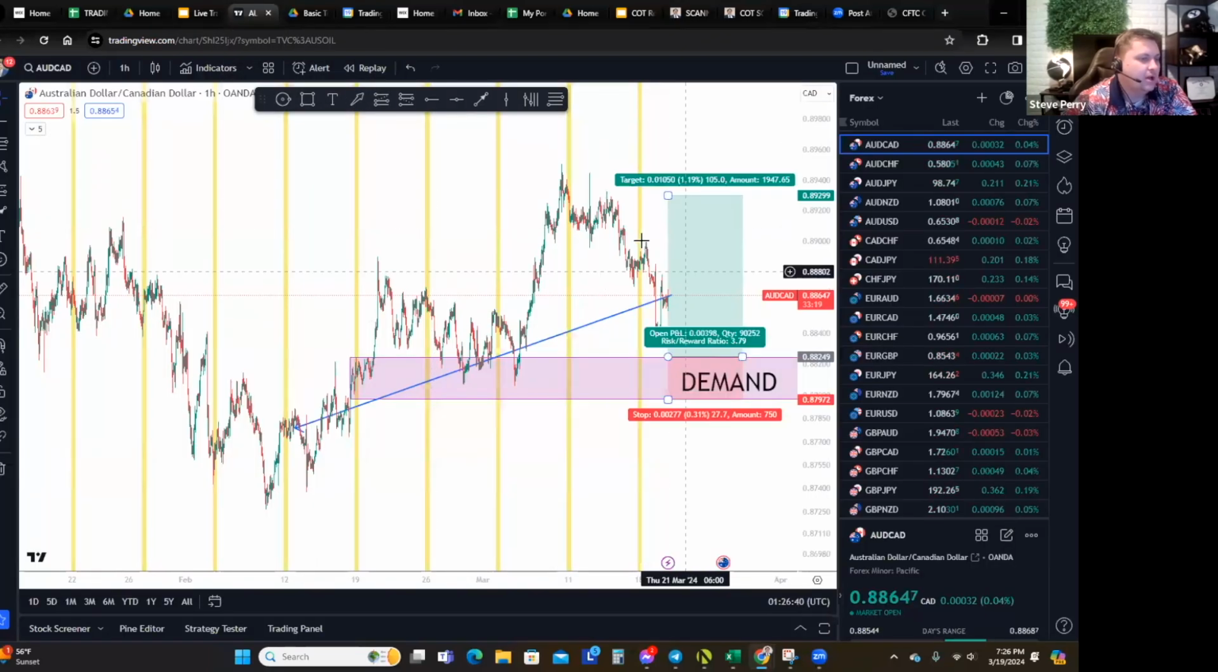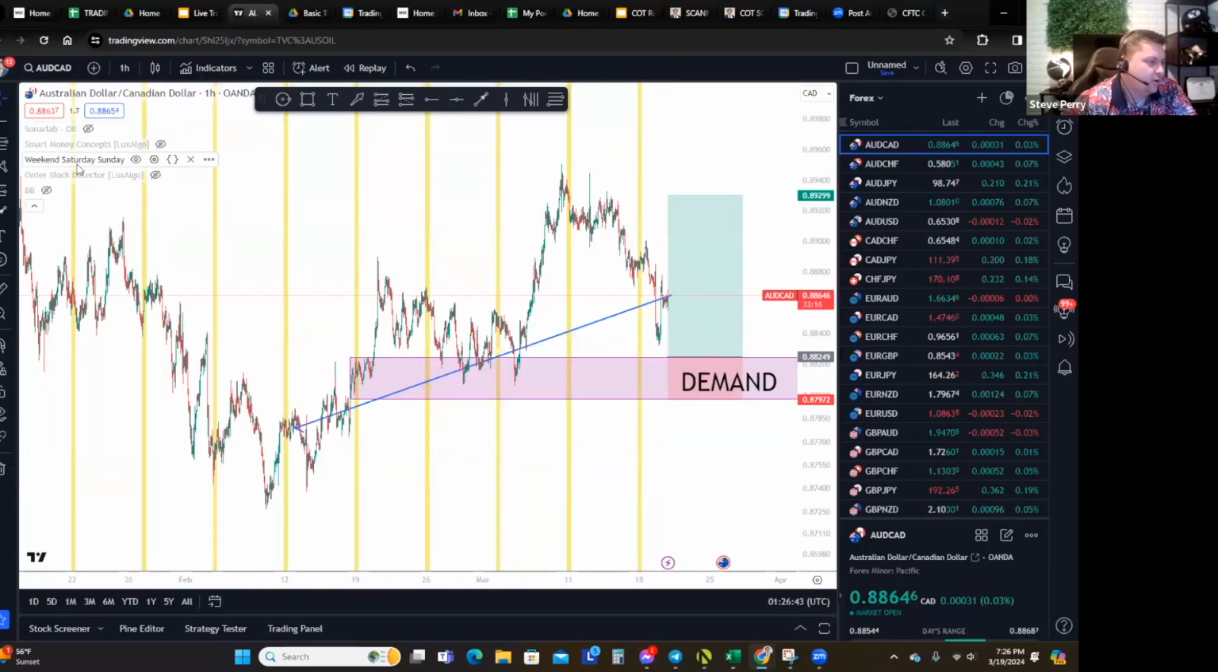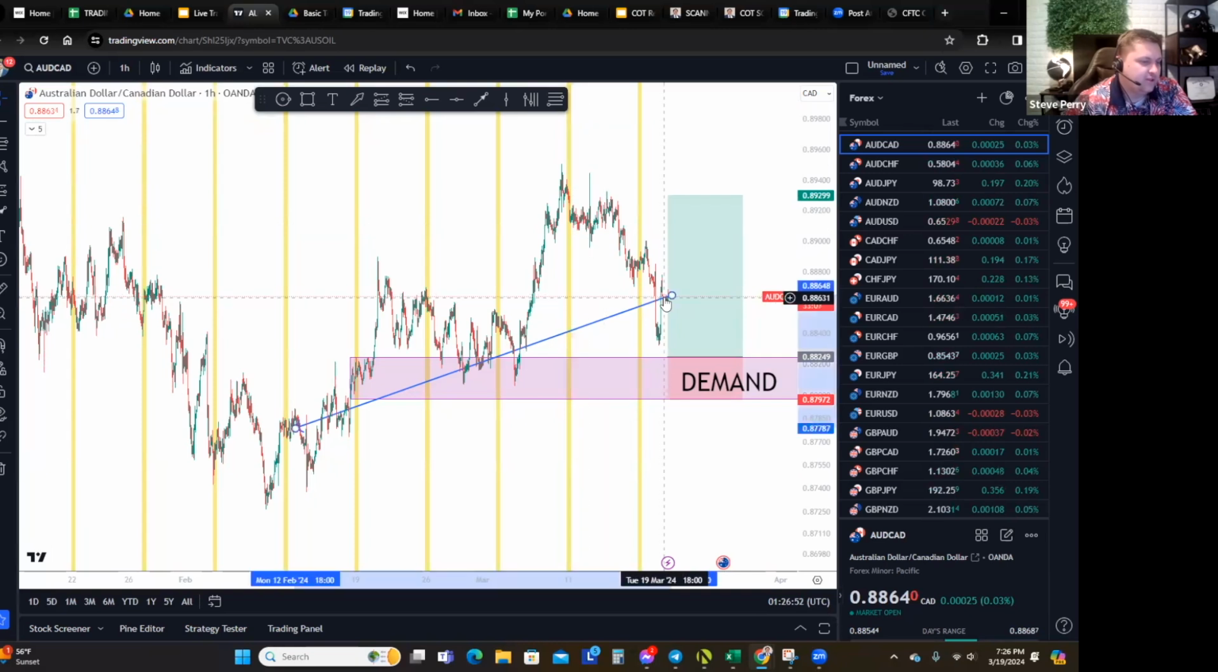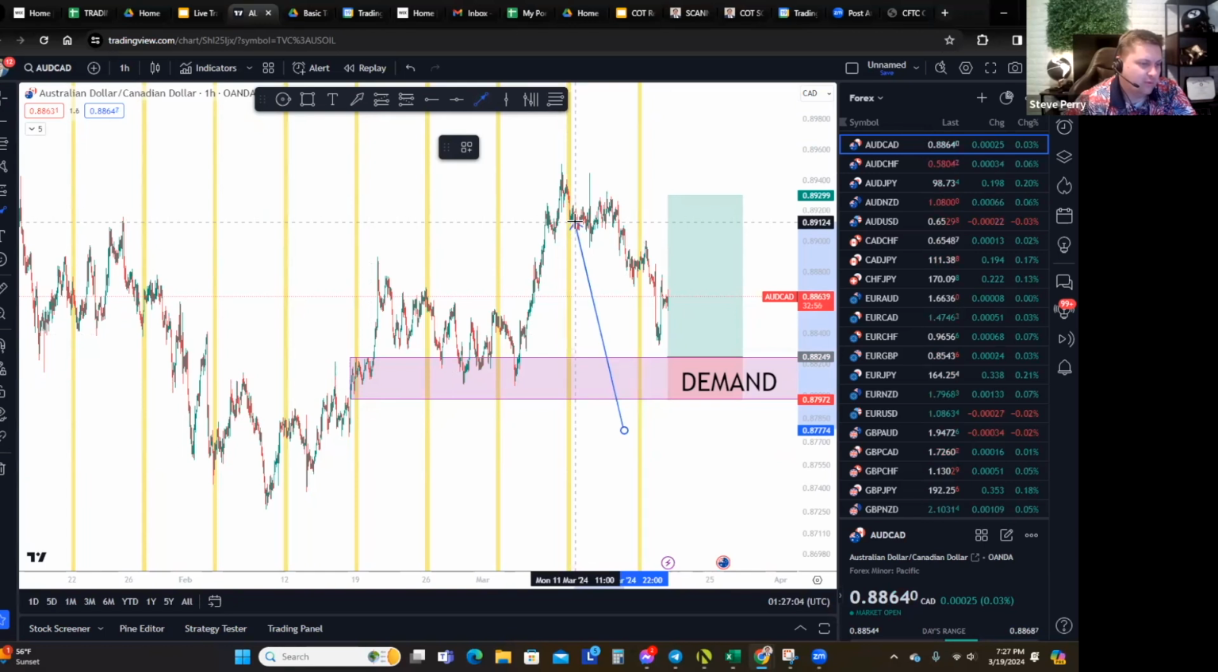What's the yellow? The yellow is called the weekend Saturday to Sunday indicator. I just searched for it in TradingView. This is just separating the weeks. So this is the weekend right here, last Saturday and Sunday. This is Saturday and Sunday the week before. This is Saturday and Sunday the week before that, and the week before that, and so on. And so I like to do this so that I can see what I'm looking at.